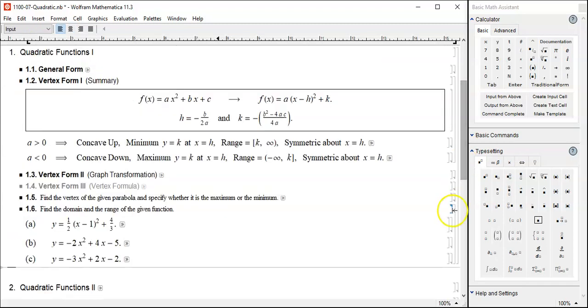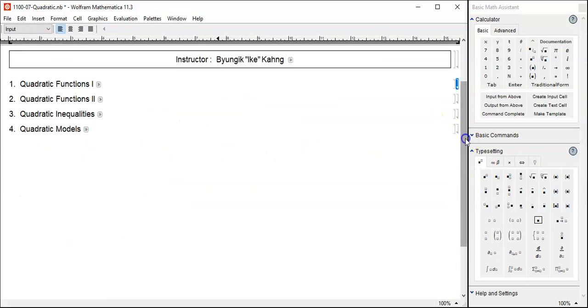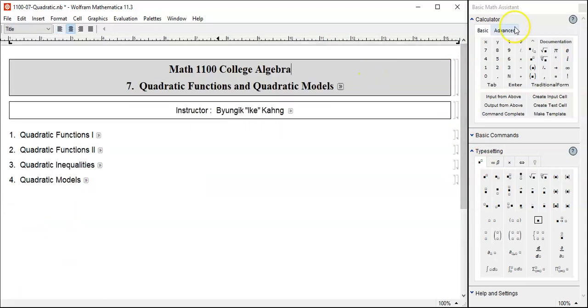Okay, that's it. We'll say section 1 is done, and let's meet again in a separate video for section 2.